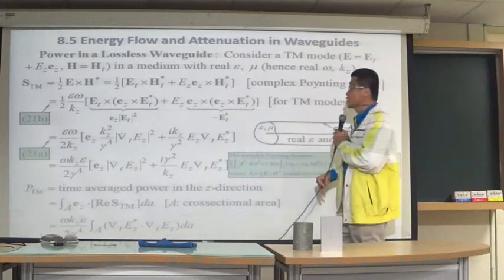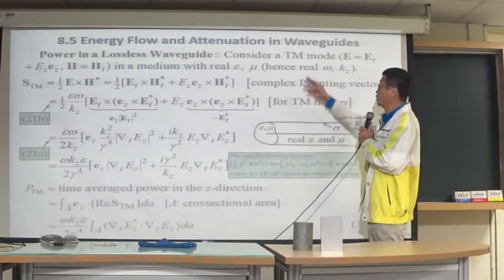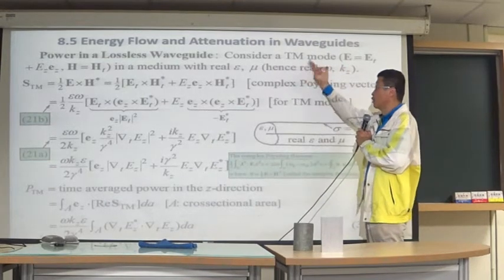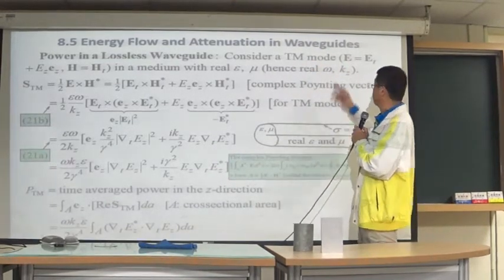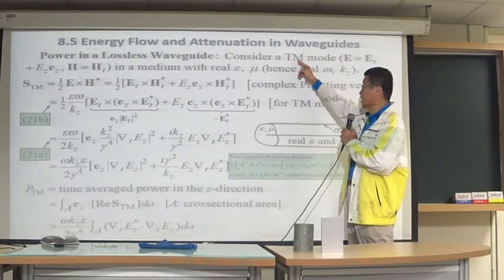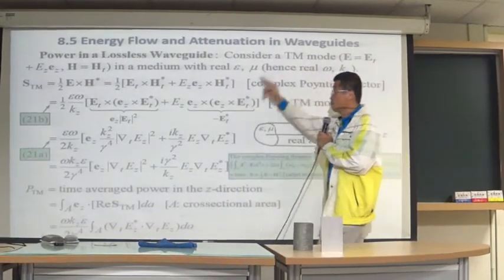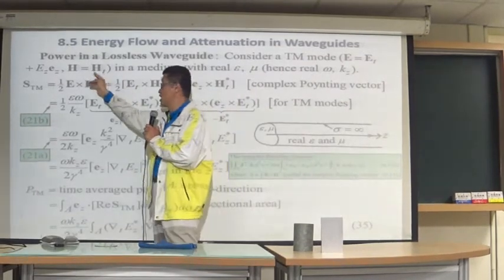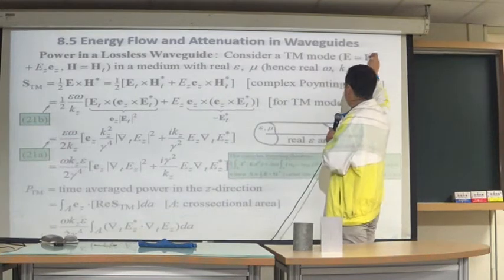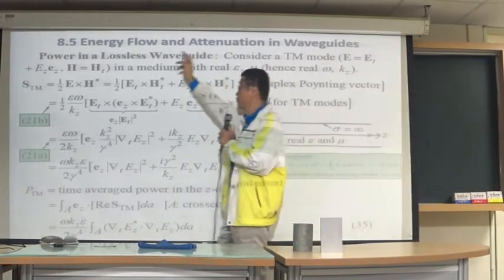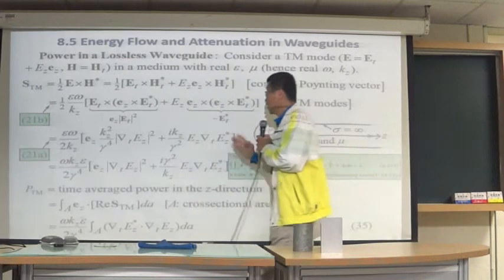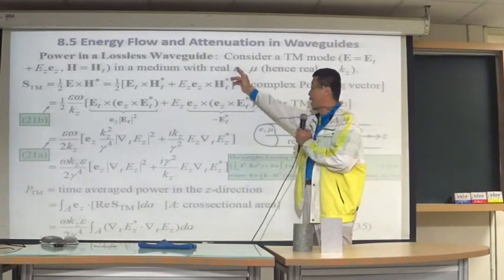So we will consider TM mode first. Later, I will show you the result for TE modes. TM mode, transverse magnetic mode: the magnetic field has a transverse component only, and the electric field has a transverse component and a z component. Okay? In a medium with real epsilon and mu.